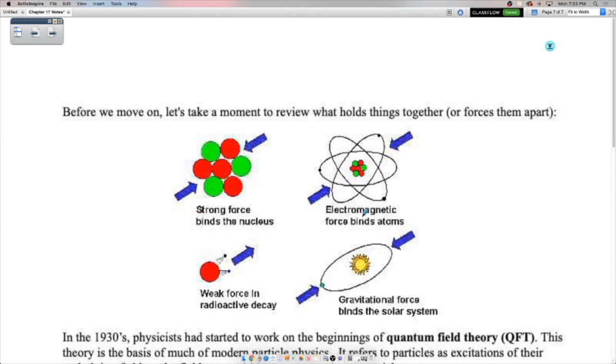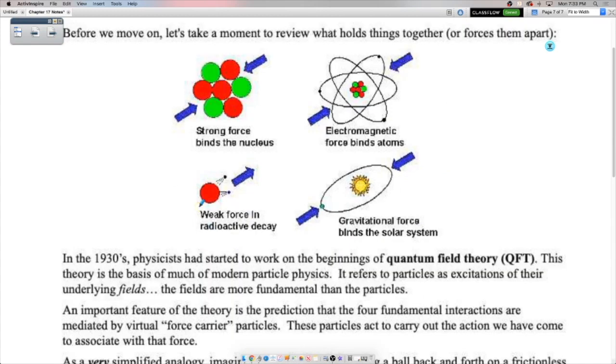Okay, we have the electromagnetic force that binds atoms by holding negatively charged electrons to the oppositely charged positive nucleus, right? Or more generally, the electromagnetic force that just causes forces between charged particles. We have the weak force that, as we very briefly saw, regulates radioactive decay, especially beta decay, right? Positive or negative. That is regulated by the weak force.